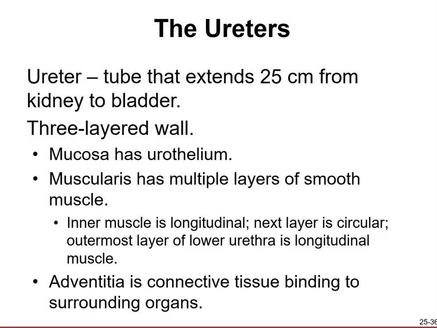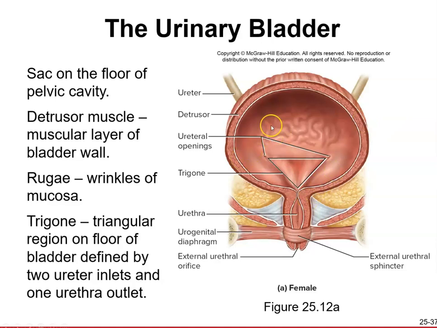So remember, the GI tract has a mucosa, submucosa, muscularis, and serosa, or adventitia in the esophagus. But the ureters only have mucosa, muscularis, and adventitia. Here's the urinary bladder, with transitional epithelium. The 2 ureters dump into this, and they form this little trigone.